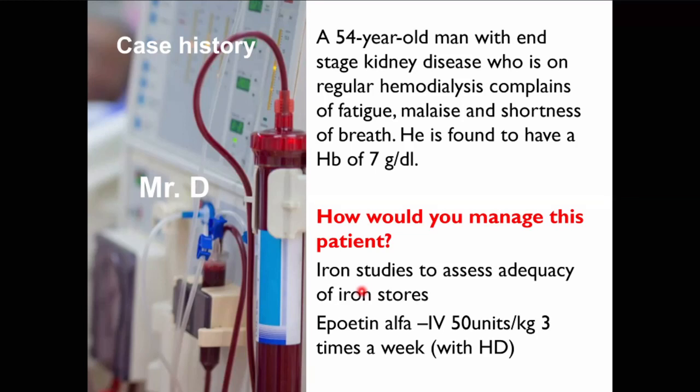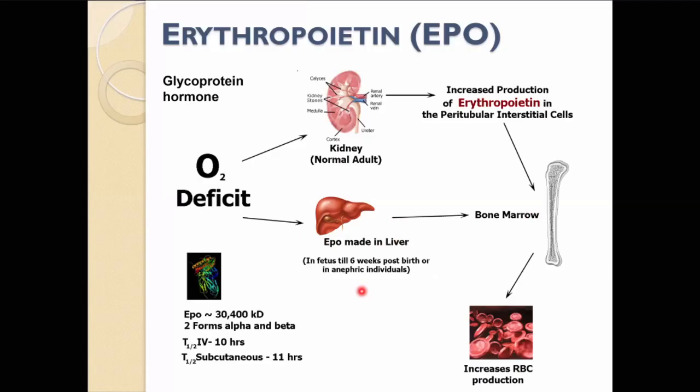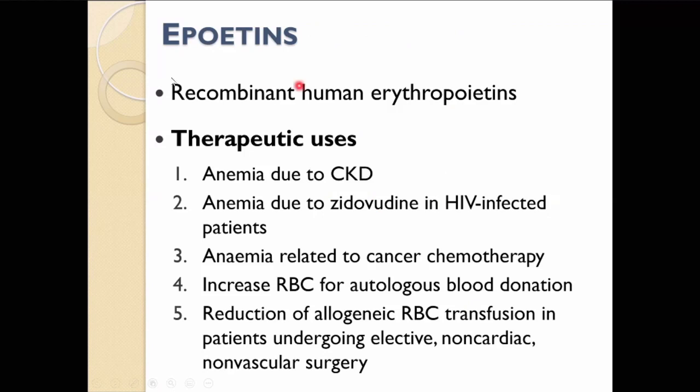So after that, we can start what we call epoetin alpha, given intravenously, about 3 times a week with his hemodialysis. So erythropoietin is made in the kidney and a little bit is made in the liver, and it is what stimulates the bone marrow to increase red blood cell production. And epoetin is recombinant human erythropoietin.